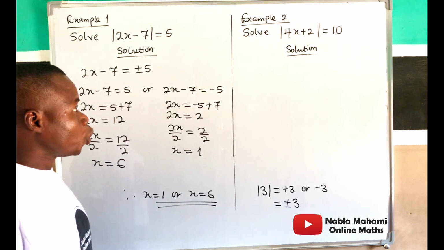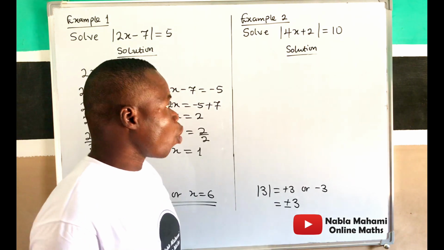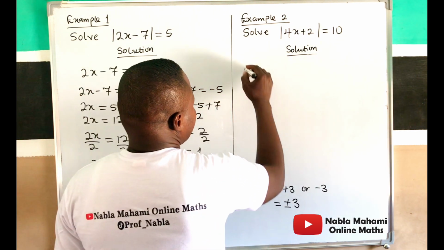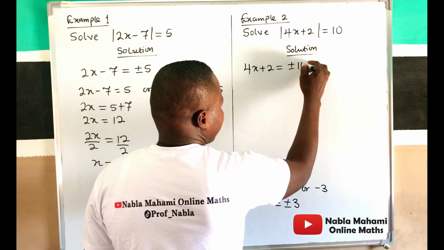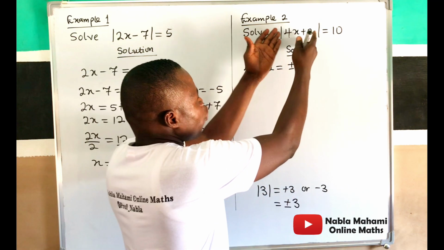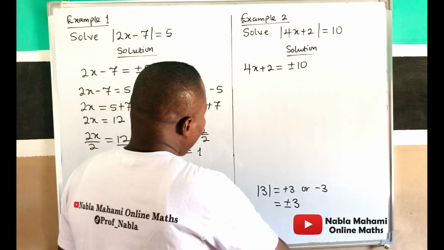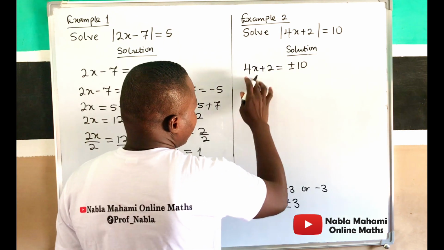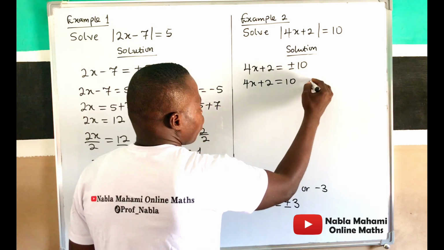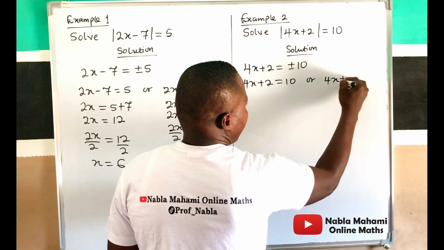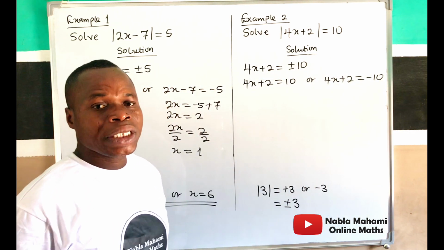Let's go to example 2. Example 2, I have the absolute of 4x plus 2 is equal to 10. This means that I'll write 4x plus 2 is equal to plus or minus 10, because we know that absolute of 4x plus 2 will give two answers, positive and negative. So I will now split this one into two equations. That is 4x plus 2 is equal to positive 10, or 4x plus 2 is equal to minus 10. I will now solve these two linear equations separately.